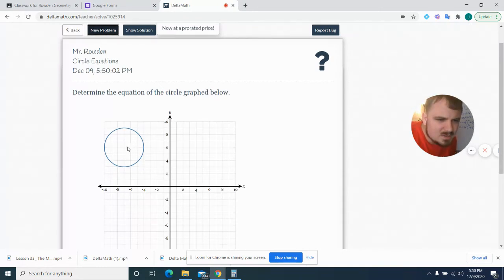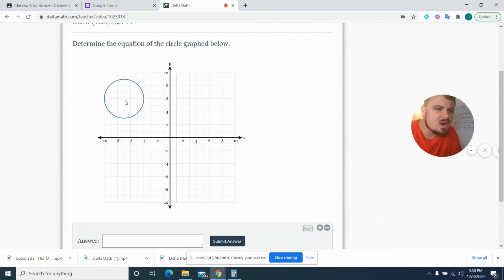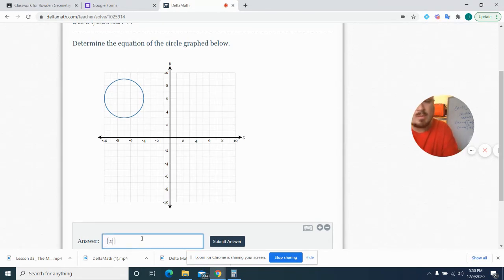Okay, look at where the center is. Center is right here. That's x is -7. 1, 2, 3, 4, 5, 6. So -7, 6. So it's right here. So -7, 6. So I said -7. Remember, minus a negative, so plus 7.